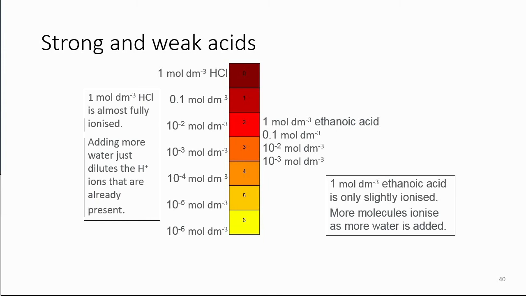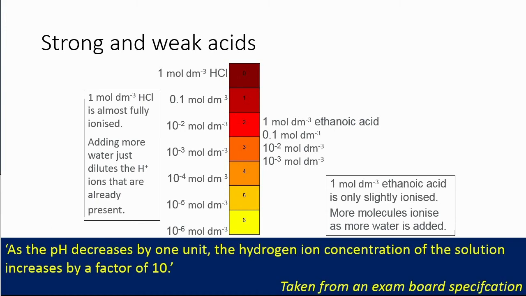An effective way to show the difference between concentrated and dilute is to carry out sequential 1 to 10 dilutions. Starting with a solution of 1 molar hydrochloric acid, we observe a pH of 1. If we dilute by a factor of 10 to 0.1 molar, we observe a new pH of 2. Such an experiment provides some evidence to support the statement found in many pre-16 specifications. As the pH decreases by 1 unit, the hydrogen ion concentration of a solution increases by a factor of 10.